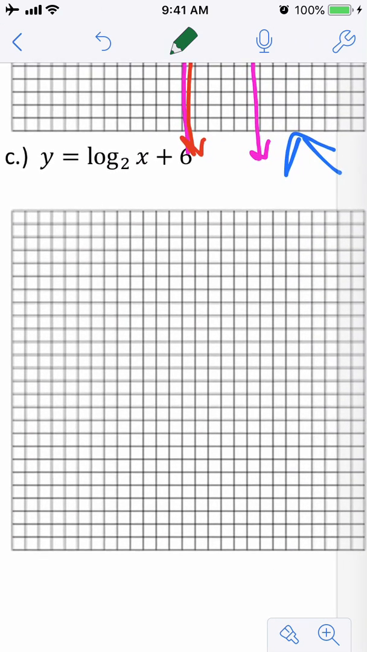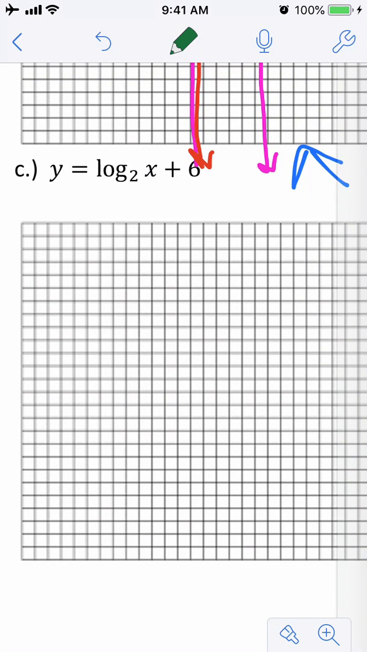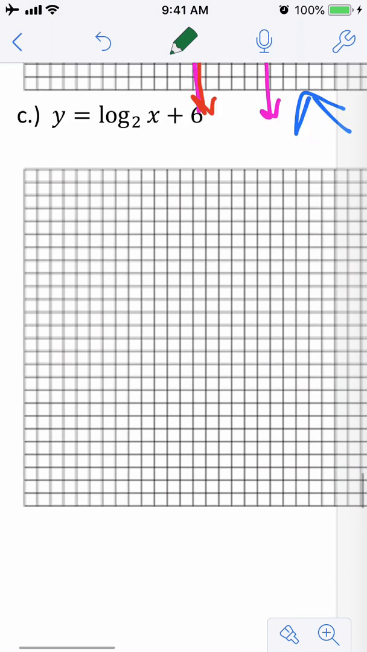Let's try one that is not a left or right. What's happening in this one? Well, notice it's outside the parentheses. It's actually saying do this and then add 6 to it, which is exactly what we're going to do, right? We're going to plot the parent function, log 2x, and then we're going to add 6. It's going to be super easy.